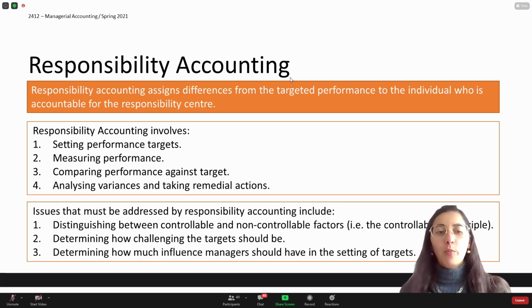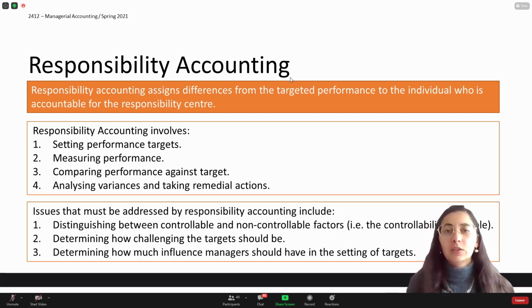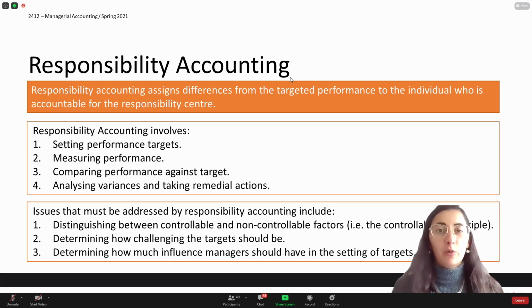We obviously will compare the performance against the target, and we will analyze the variances. We compare what were the actual sales revenues and what was the target, and normally there are differences, there's variance, and we will analyze where these differences come from. Maybe the price was not as expected, the quantities were not as expected, or because of COVID, a pandemic, we had to close the stores, and that's why the target was not achieved. And then taking remedial actions.